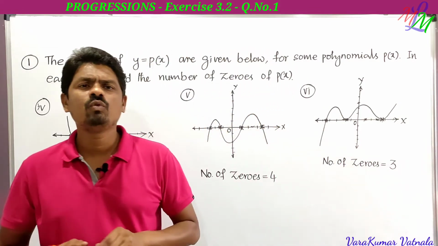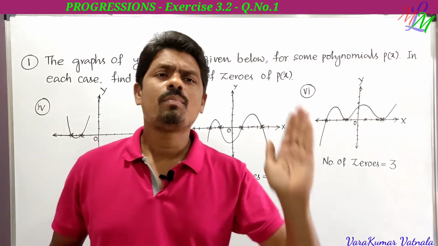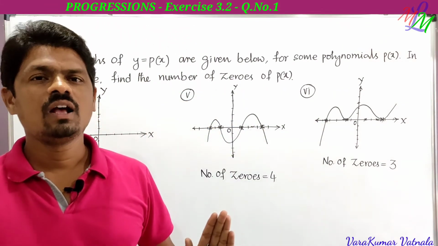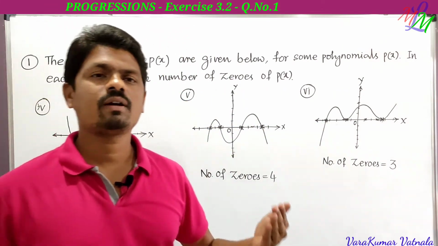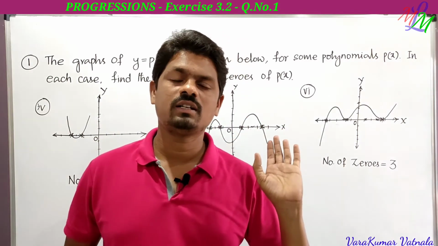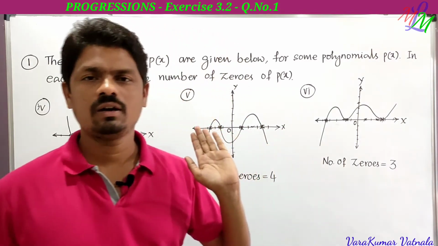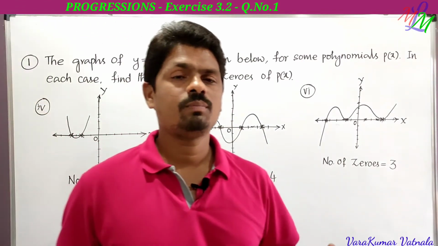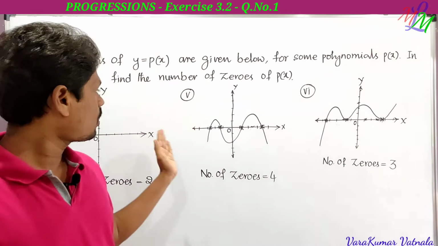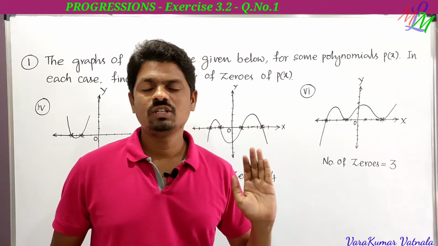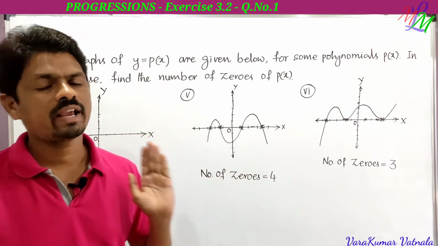So simply we have to observe the points of intersection of the curve and the x-axis. Then we have to count the number of points of intersection. So easily we can decide the number of zeros of the given polynomial. So this is very important for a 1 marker objective type question. Just count the number of points of intersection. So this is the first problem in the second exercise, students.